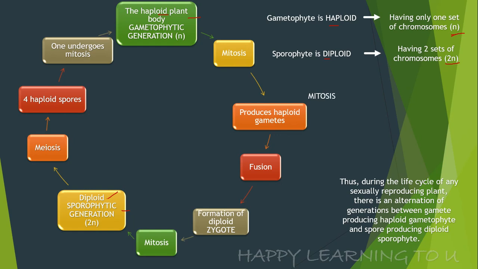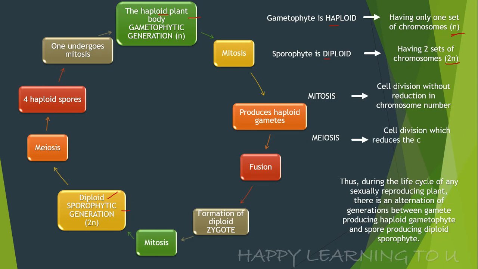Next term which I would like to explain is mitosis, which is a process of cell division without reduction in the chromosome number. And meiosis is the cell division wherein the chromosome number reduces to half. Understood? So once these terms are clear, I will explain this cycle again.